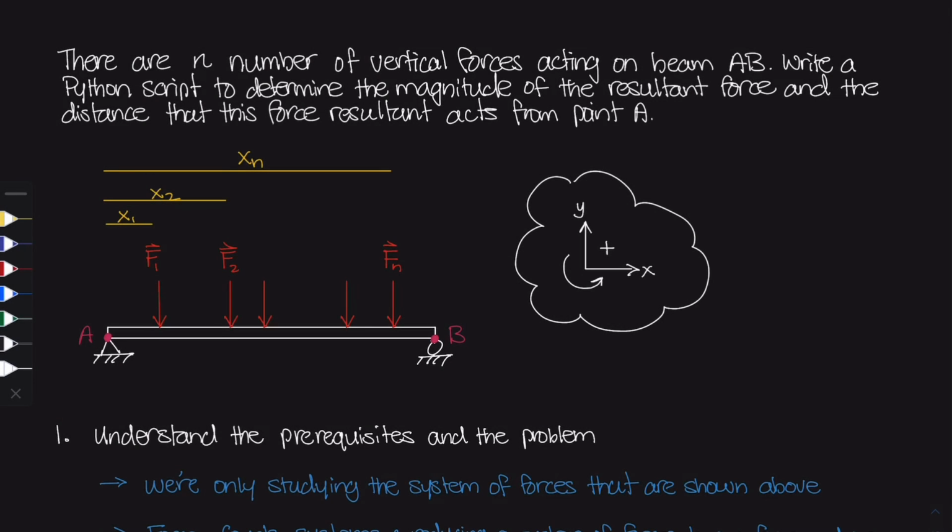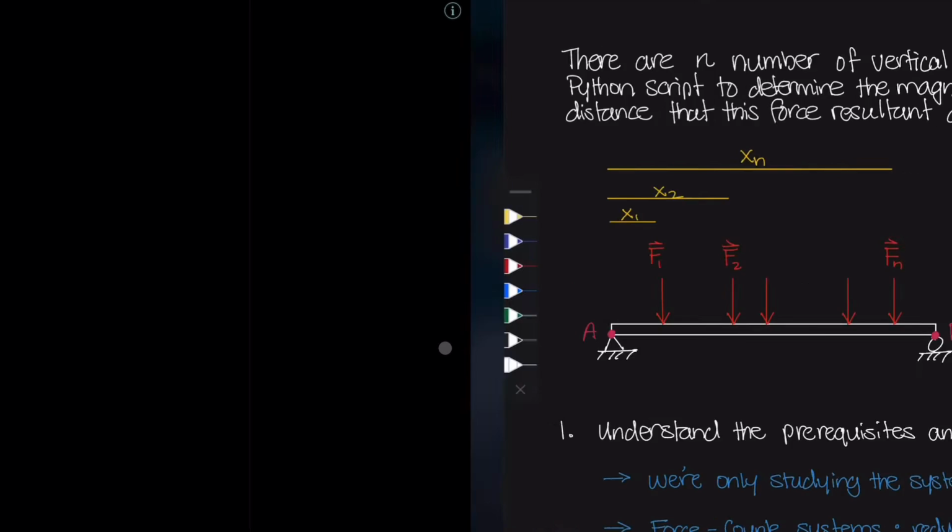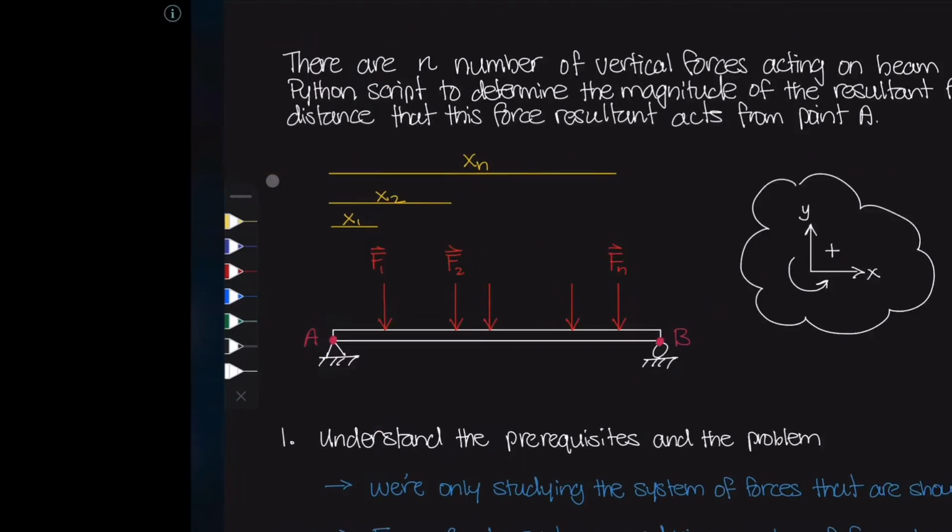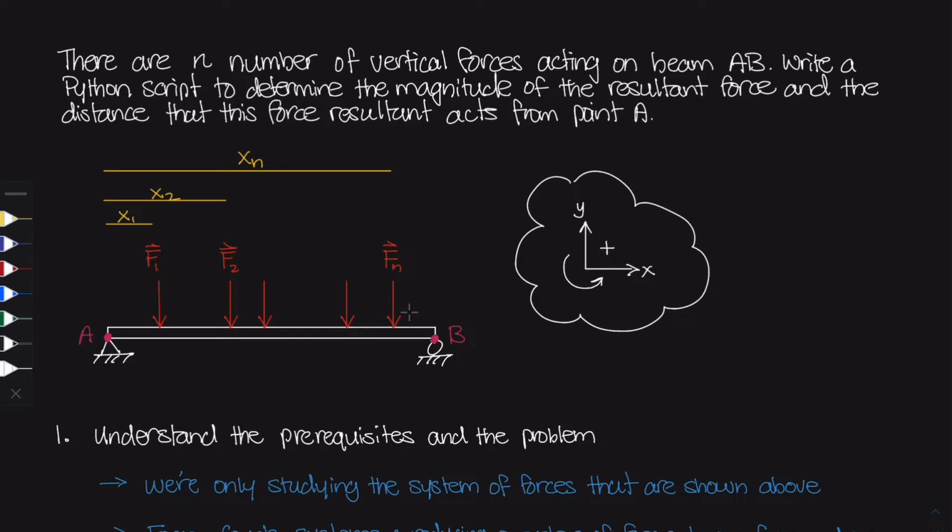Okay, welcome to the final part of this problem. So in the last couple of videos, we went over the problem statement and the algorithm. And in this video, we are going to go into our IDE and start writing Python code to solve this problem. So very quickly, we have a beam AB that has a bunch of forces acting downward.